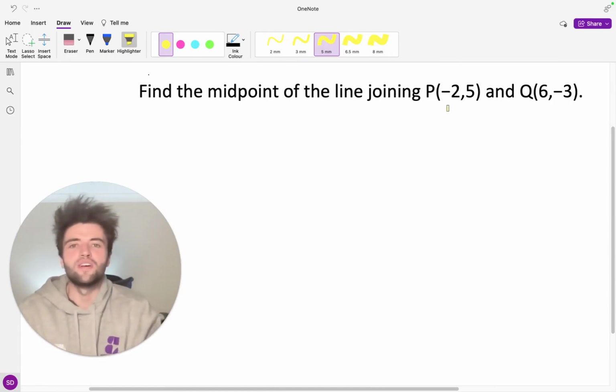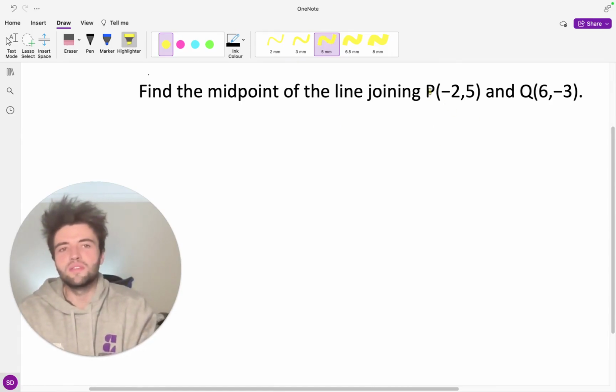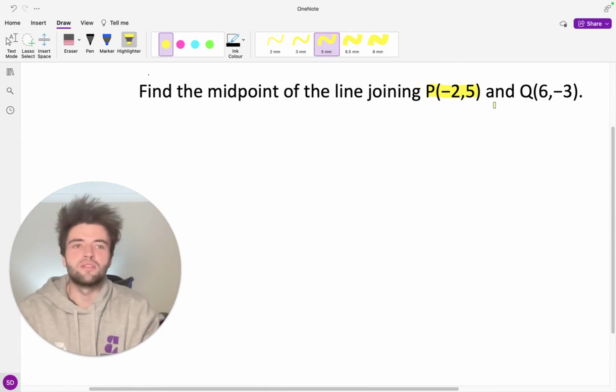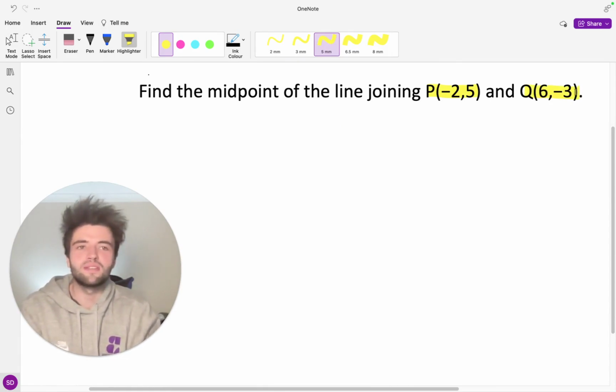So here we have a nice revision question on finding the midpoint between two different points. And so our points here are going to be P, which is minus 2, 5, and then Q, which is going to be 6 and minus 3.